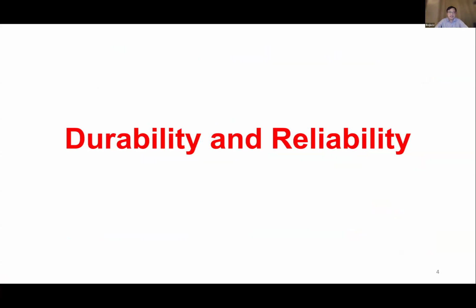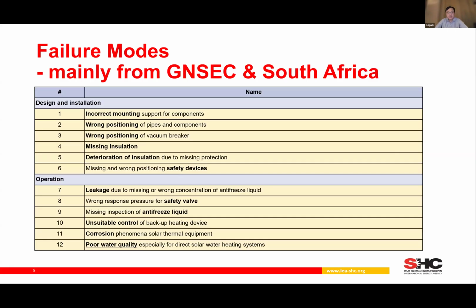The first part I want to share is about the durability and reliability survey of our subtask. With the help of Rudy, Julimo and SolarTree experts, we have investigated and surveyed some failure modes, mainly from the Africa and South America regions. We identified 12 failure modes and divided them into 2 categories. First is design and installation, and the second is operation.